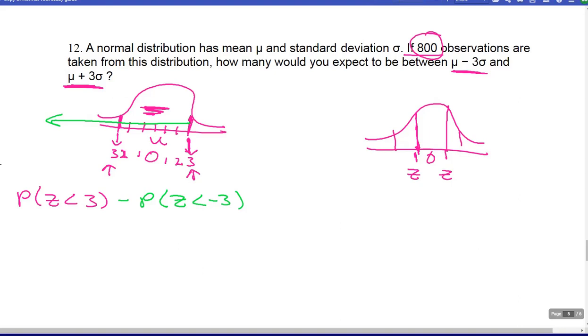Now, there's another approach you could do. Do you see how this is going to be symmetrical? Yeah. Do you see how these two areas are going to be identical? Mm-hmm. If I found one of these areas and doubled it, I could take it away from one, and what will be left over will be the middle.